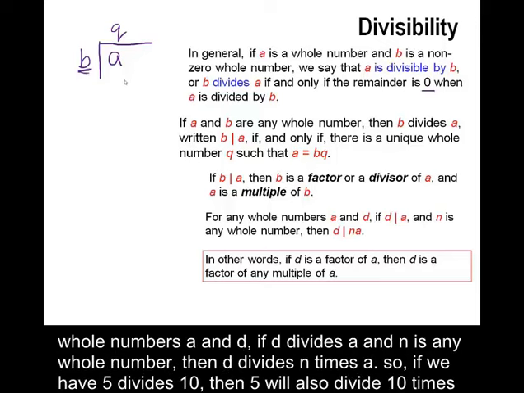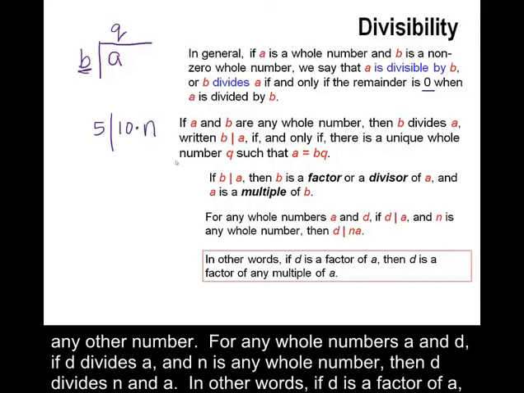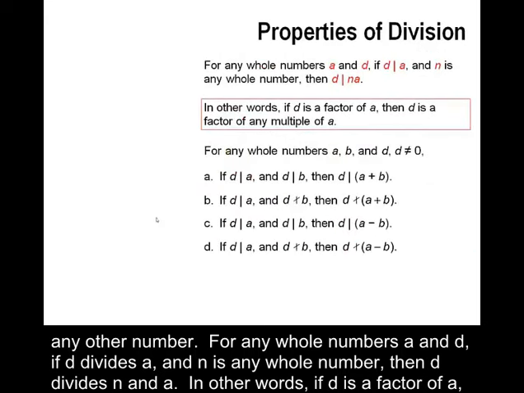For any whole numbers A and D, if D divides A and N is any whole number, then D divides N times A. So if 5 divides 10, then 5 will also divide 10 times any other number. In other words, if D is a factor of A, D is also a factor of any multiple of A.